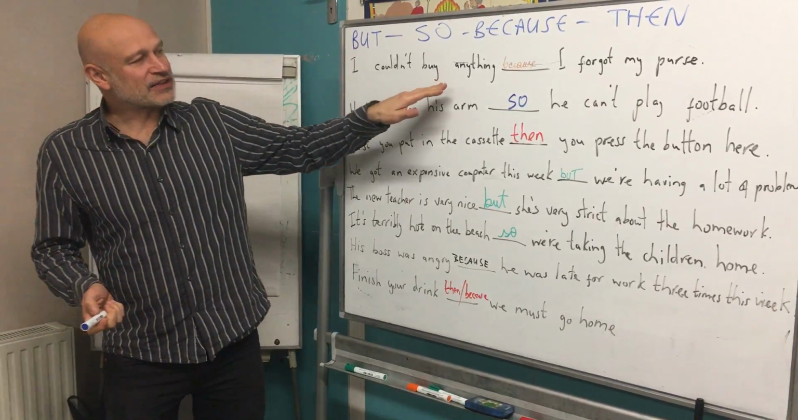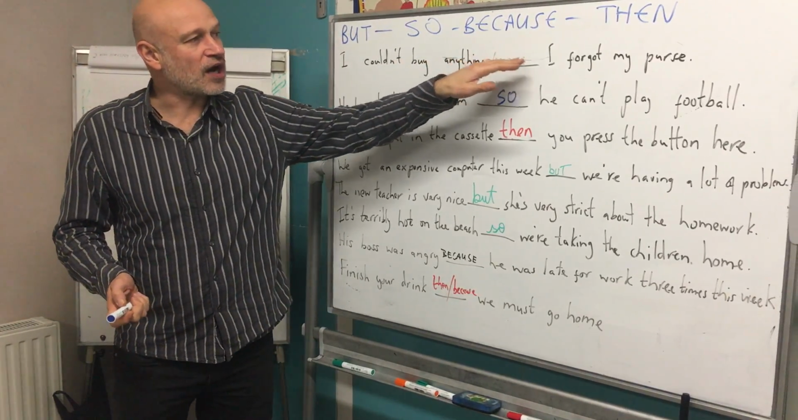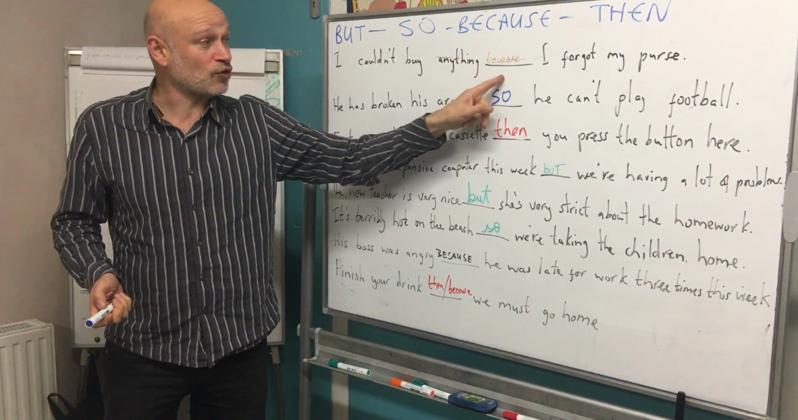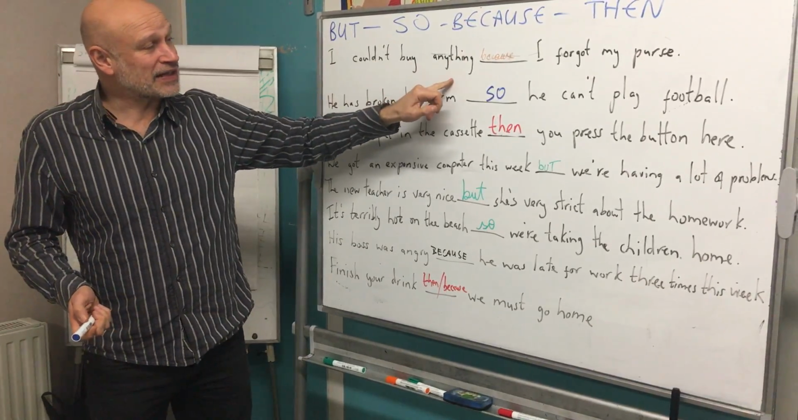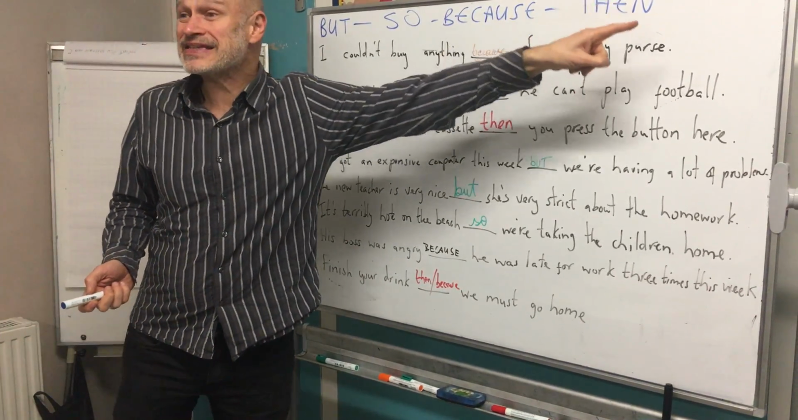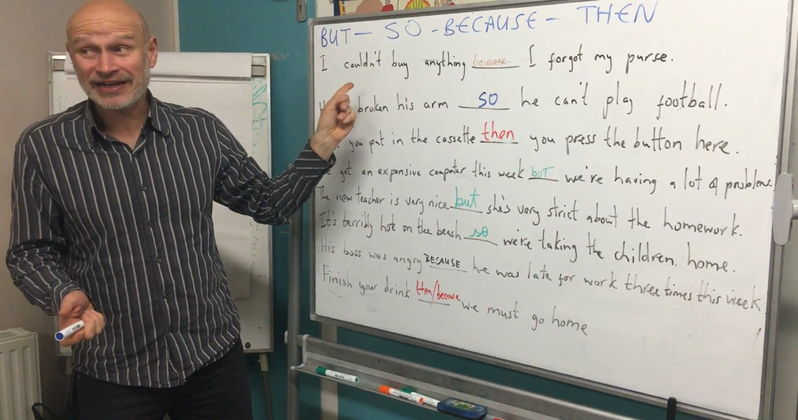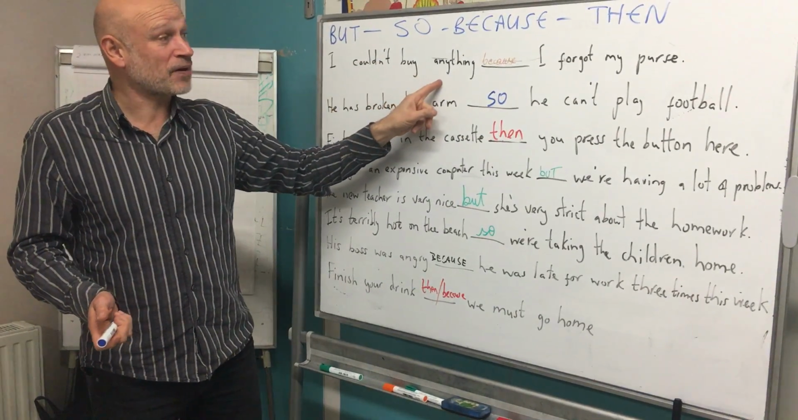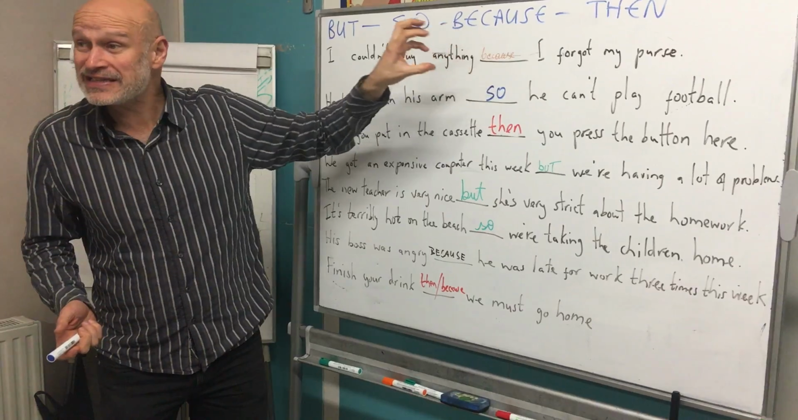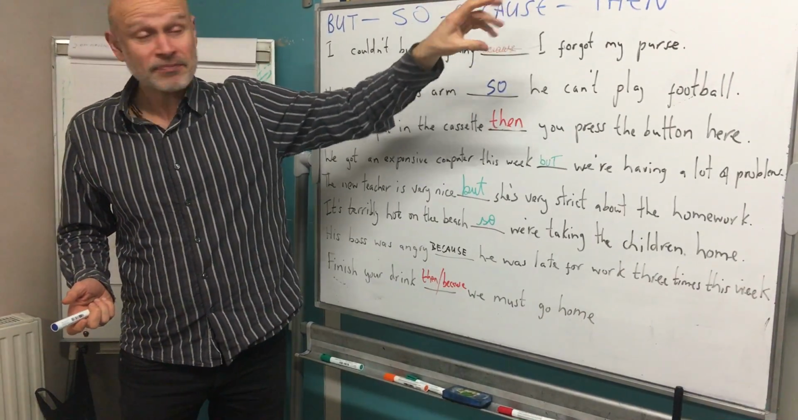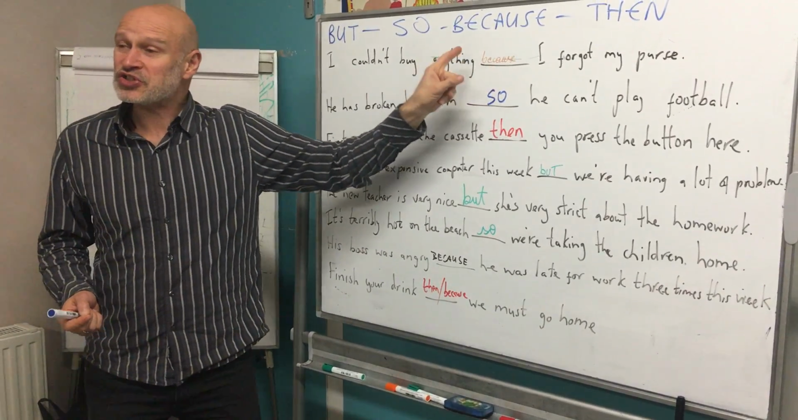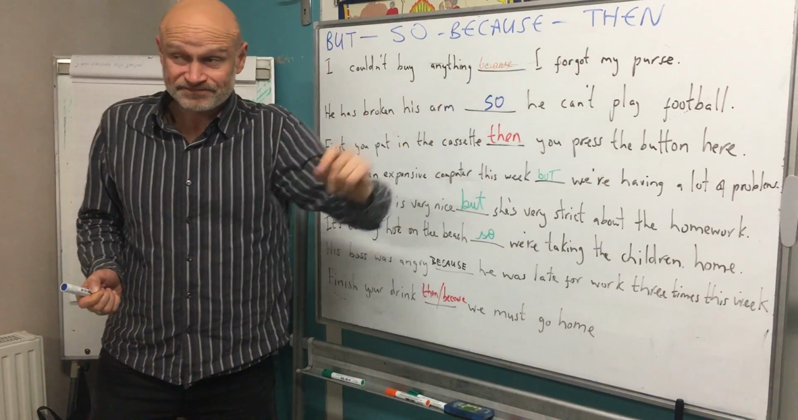I couldn't buy anything because I forgot my purse. Because. I couldn't buy anything because this is the reason. This is the reason I couldn't buy anything. So I couldn't buy anything, and the reason for that is that I forgot my purse. So we use because to give a reason.